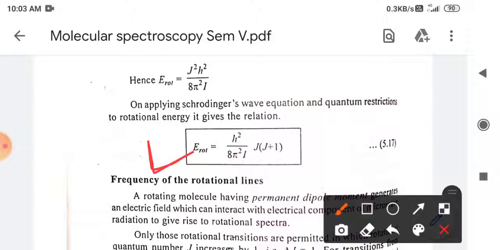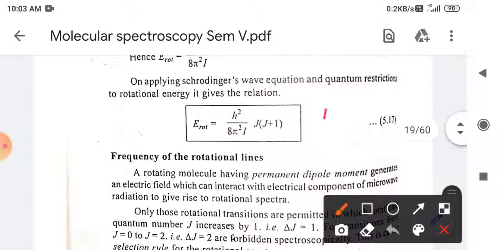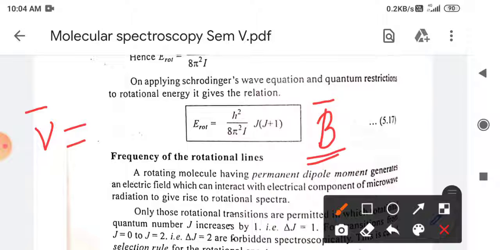Sometimes this h squared upon 8 pi squared I into c, if we take this, is called a rotational constant, called B. Okay, rotational constant. So if we express this energy in terms of nu bar, what will be the change in the formula? h upon 8 pi squared I c, because for converting this energy in terms of frequency, we just need to substitute the value of hc by lambda. So 1 upon lambda comes out to be nu bar.